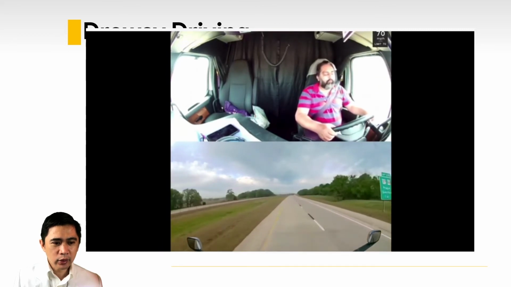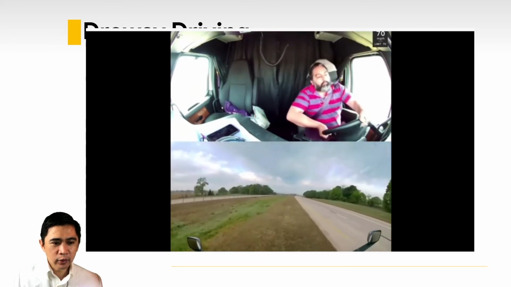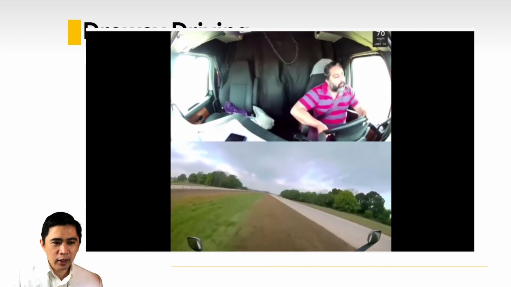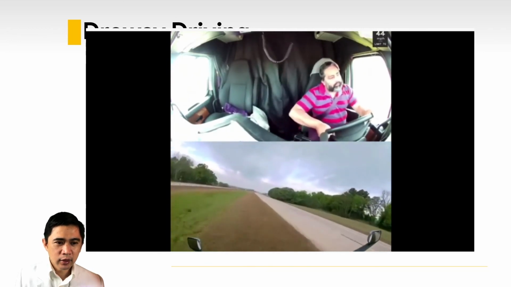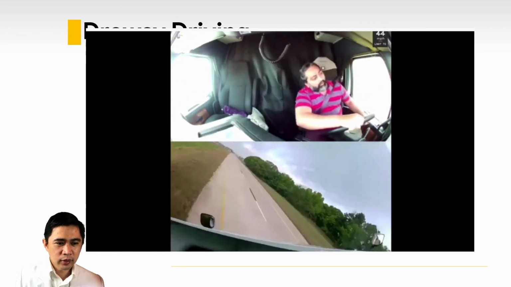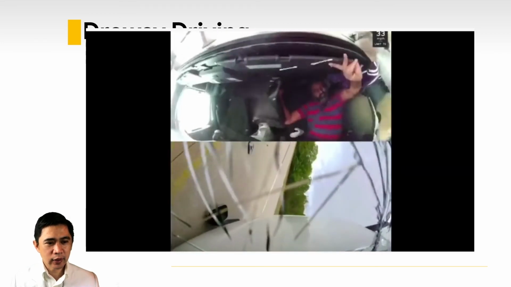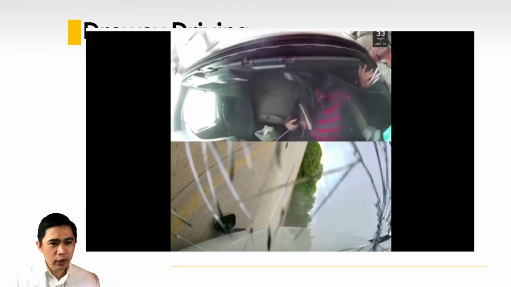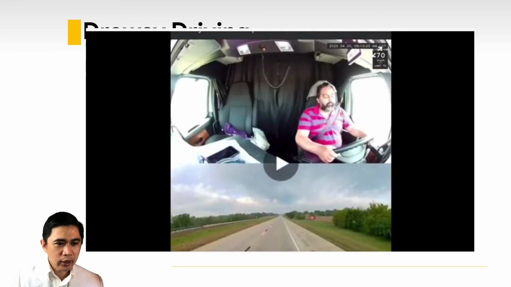Take a look. He dozes off, then wakes up, then tries to compensate, then goes into an accident. Thankfully he is wearing a seatbelt and he is okay. So what more if that driver is carrying passengers? It will really be a disaster.